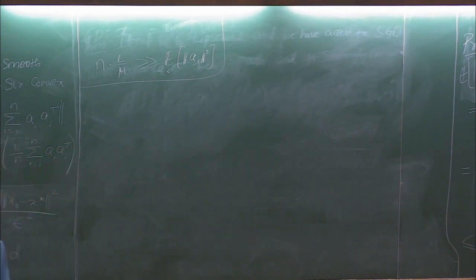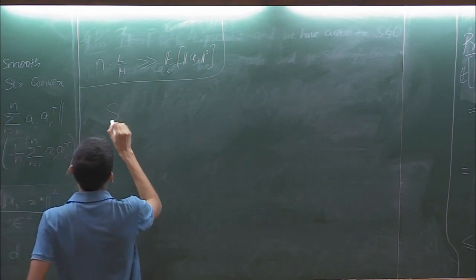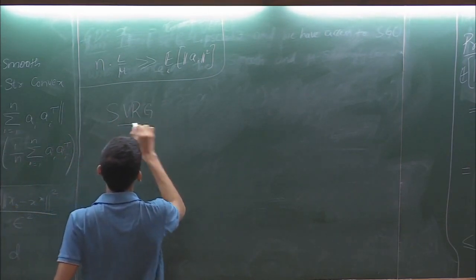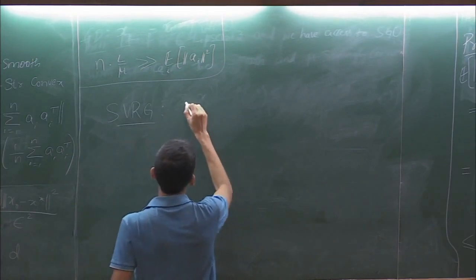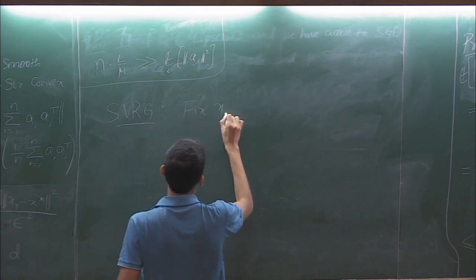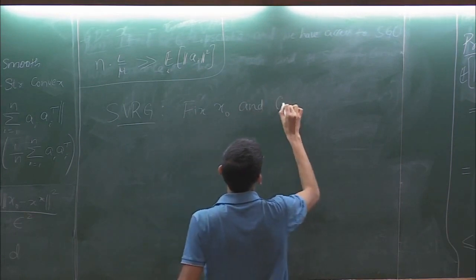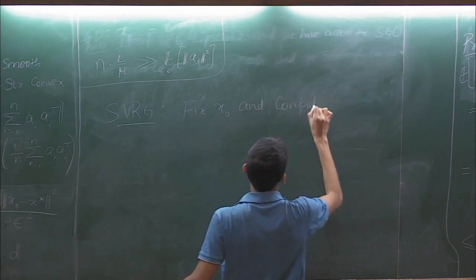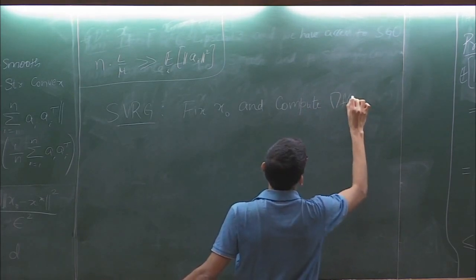Okay, so let me describe the main idea behind stochastic variance reduced gradient. The main intuition is that the number of iterations depends basically on the variance of the stochastic gradients, and as I move closer and closer to the optimum, if I can keep reducing the variance in the gradient, then I can get faster convergence rate. Okay, so the basic update of SVRG is the following. You fix an x0 and compute the gradient at this point, the exact gradient.